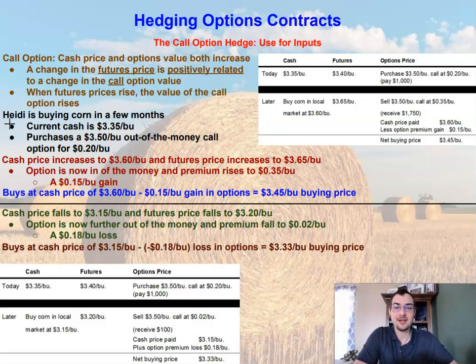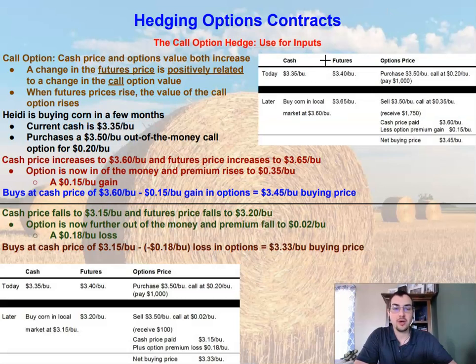So we have Heidi here. Heidi is going to be buying corn in a few months. She is going to be using that corn as an input, so she's going to be purchasing that corn. The current cash price is $3.35. She purchases a $3.50 out of the money call.